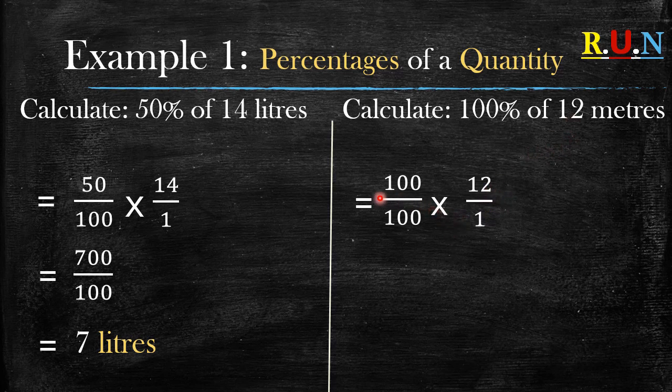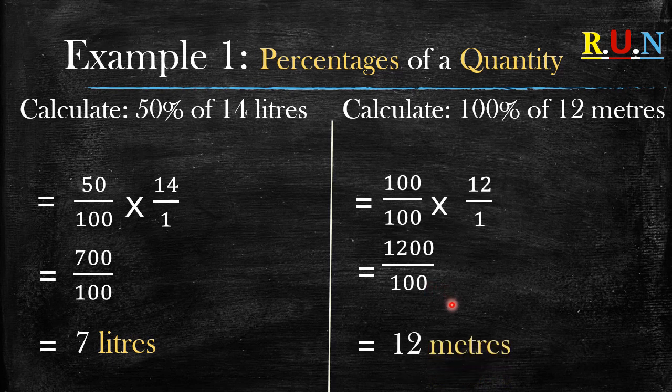So you multiply the numerators. 100 times 12 gives you what? 1200. 100 times 1 gives you 100. So from here, you say 1200 divided by 100. Okay? What do you get? You get 12 meters. So this is your final answer.